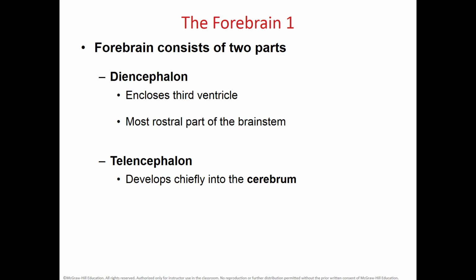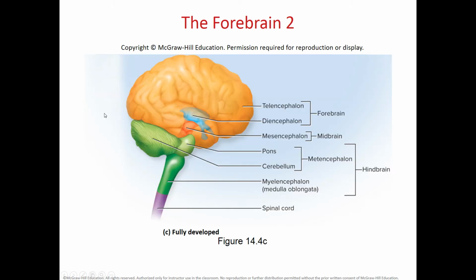Okay, now let's talk about the forebrain. So the forebrain has the diencephalon that has the third ventricle, and the telencephalon that is the one that will develop into the cerebrum.